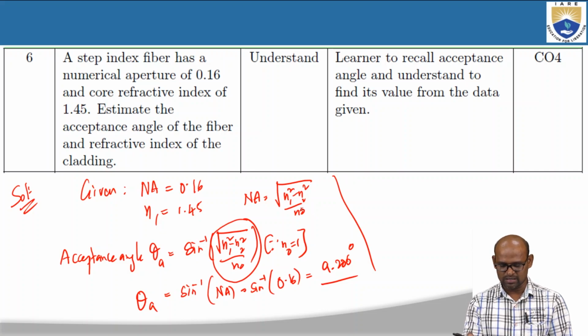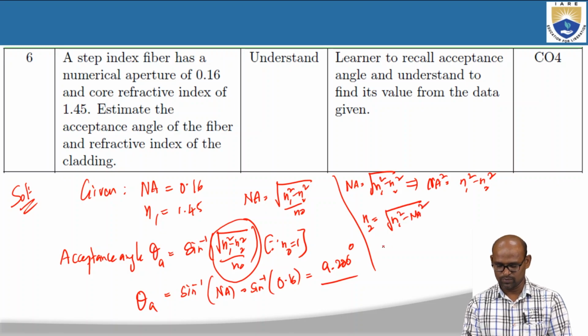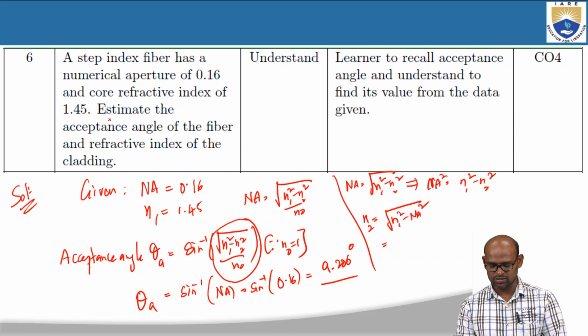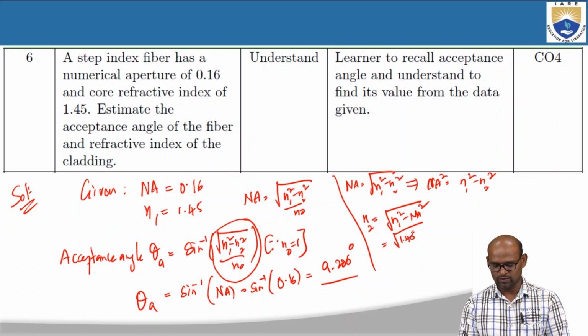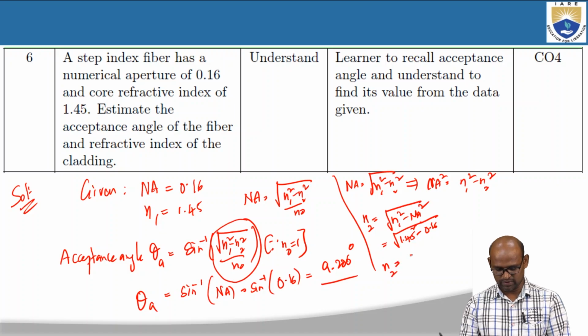Next we need to calculate the cladding refractive index using the formula of numerical aperture. We generally take n0 as 1. So numerical aperture is square root of n1 square minus n2 square. Squaring it, we get numerical aperture square equal to n1 square minus n2 square. We want n2, so that will be square root of n1 square minus numerical aperture whole square. Substituting the core refractive index, 1.45 square minus 0.16 square, the refractive index of cladding is found to be 1.44.